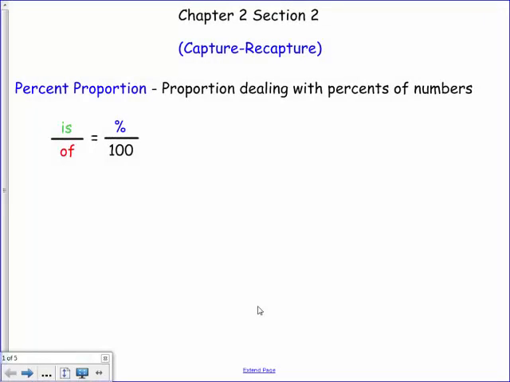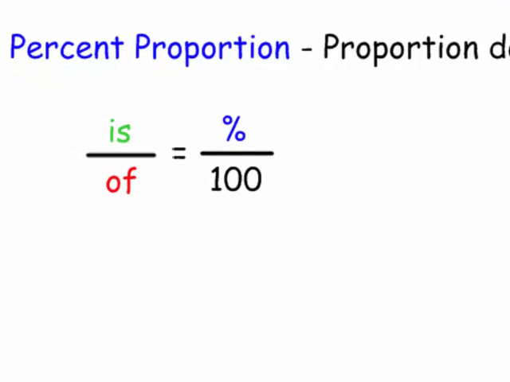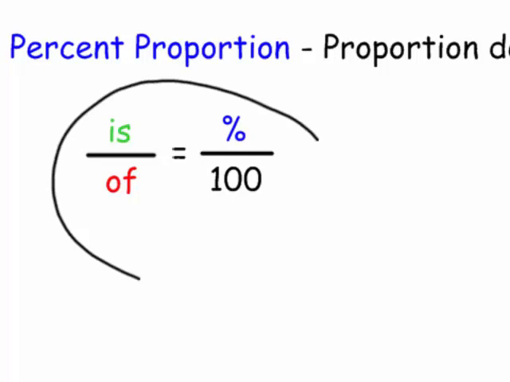So section 2 is called Capture, Recapture, and that'll make sense in a bit when we start looking at fish in a lake in our story problem. But to help us out, there is a proportion that strictly deals with percents. And there's a nice little wording that goes with it that helps you remember how to set up your proportion. It goes: is over of equals percent over 100. So this right here, is over of equals percent over 100.